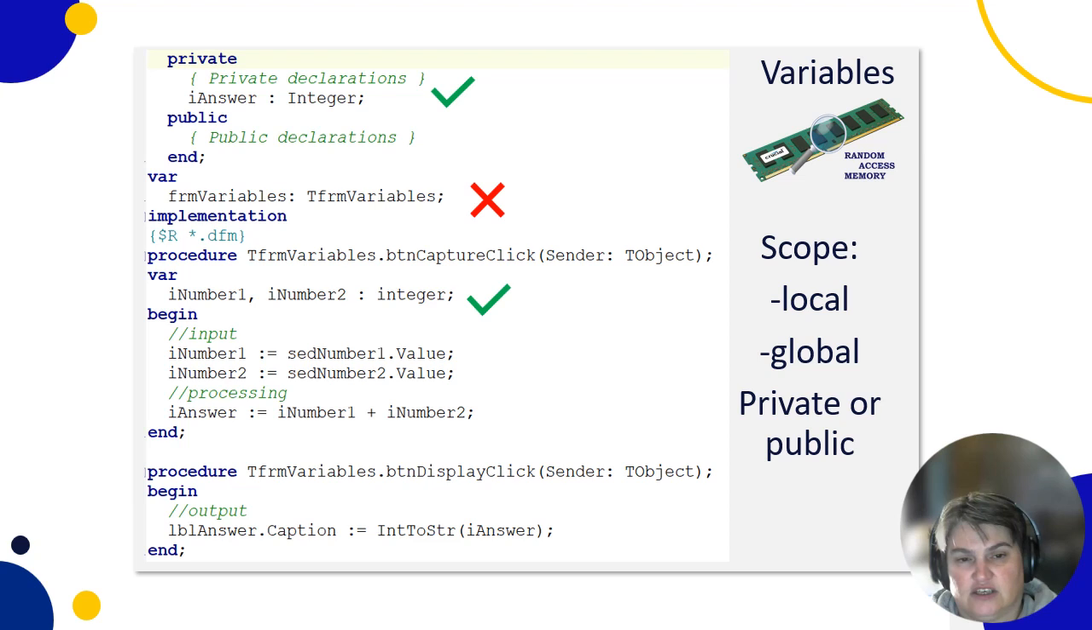So I'm only using it in this procedure. When I'm done, I give that memory back to the computer so it can use it for something else. Okay. A global variable we only declare if I have more than one procedure that needs to make use of that value.